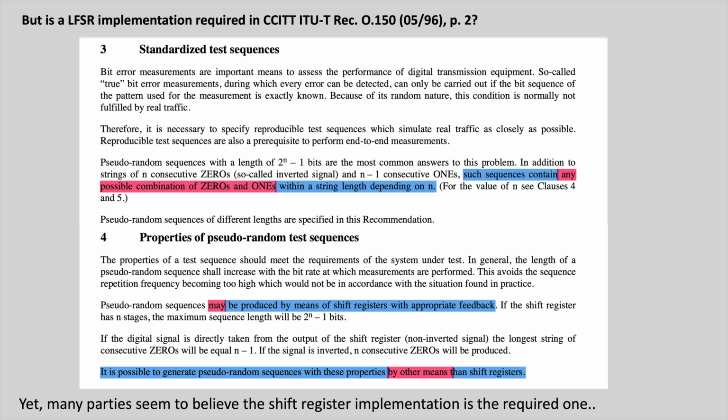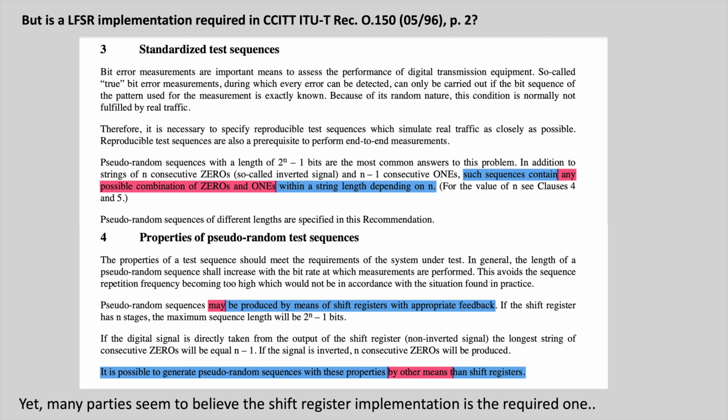I mean, it's not a very useful code, but technically it seems to comply. The text also says pseudo-random sequences may be produced by means of a shift register. So apparently they don't have to be. And actually in another sentence we also see it's possible to make sequences with these properties by other means than shift registers. So it's clearly saying that shift registers are not the only way to create such a sequence.